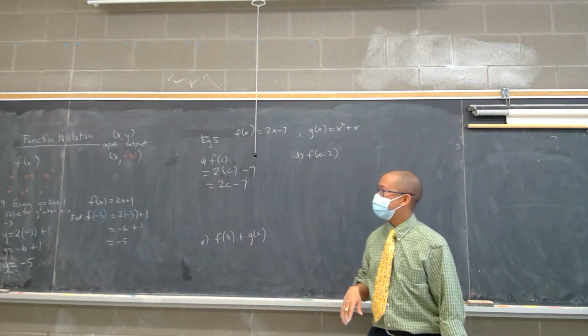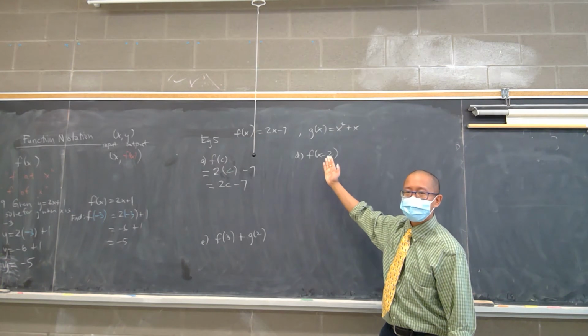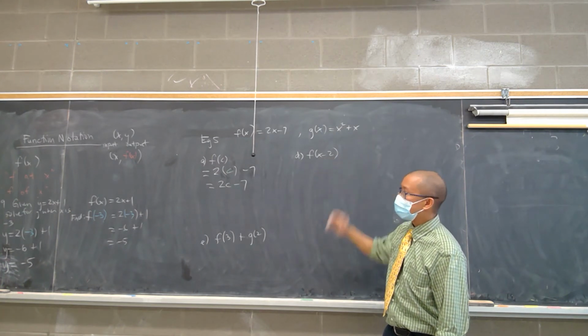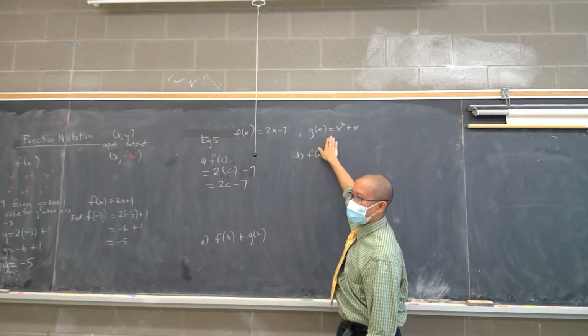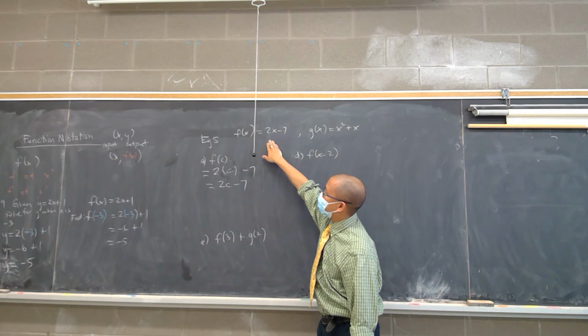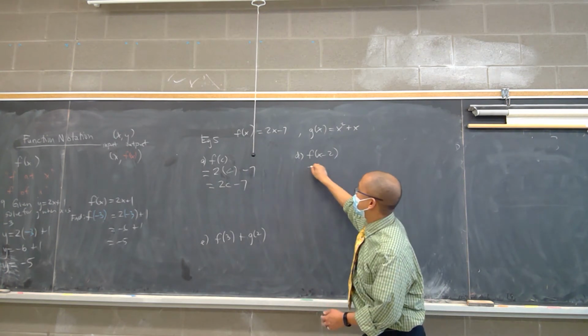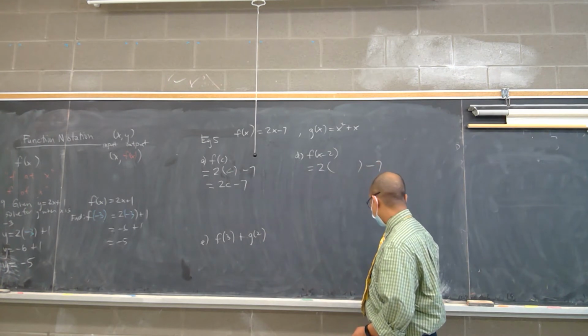Let's try question D though. How would you say this? This is f at x minus 2. So again, one more time, notice I decided to copy the question. We're not going to use the g at x equation because that's not what it says. This question says f at x equals 2x minus 7. So let's input 2, and it's x minus 2.